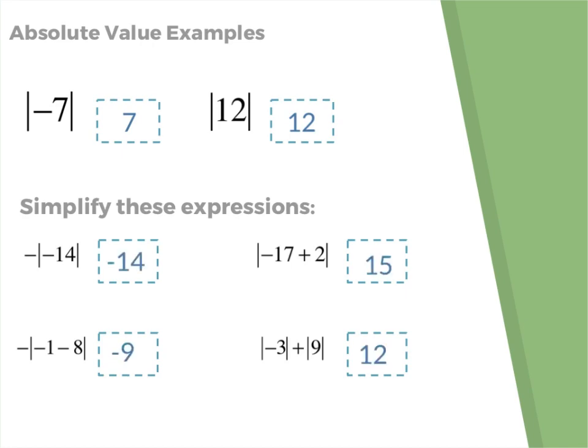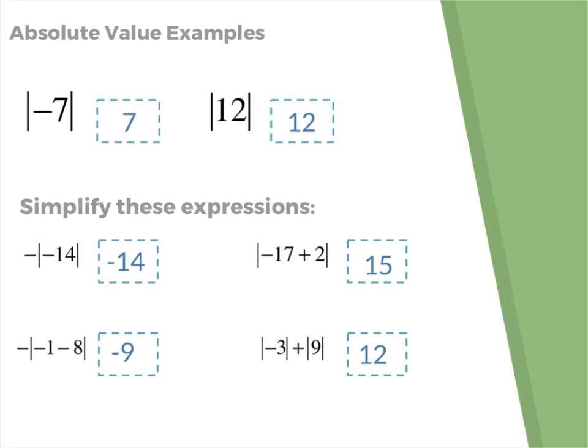How did you do? Were you able to get all of the same answers that I got? I know they were a little tricky. So negative 14, the absolute value of that is 14. Then you've got a negative sign on the outside, so it becomes negative 14 again. Hopefully with negative 17 plus 2, you got negative 15. The absolute value of that is 15.